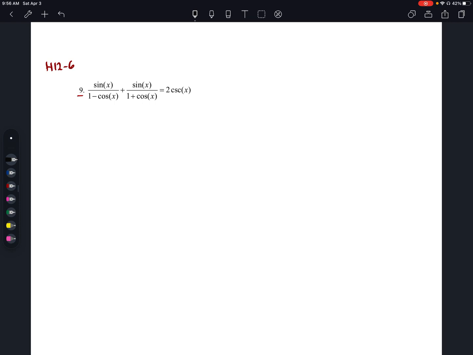Each of our fractions has a different denominator, so first thing I would do is work on making a common denominator.